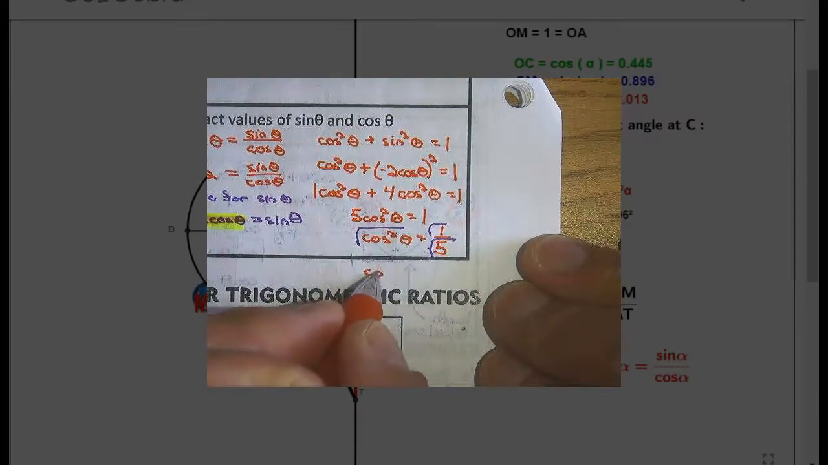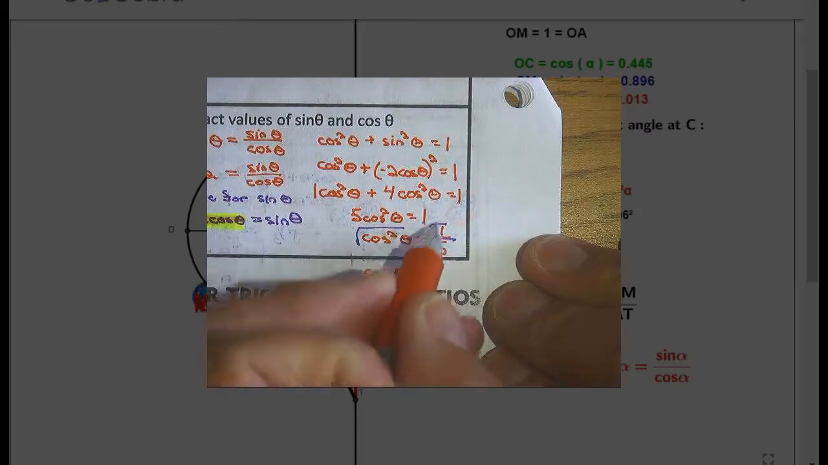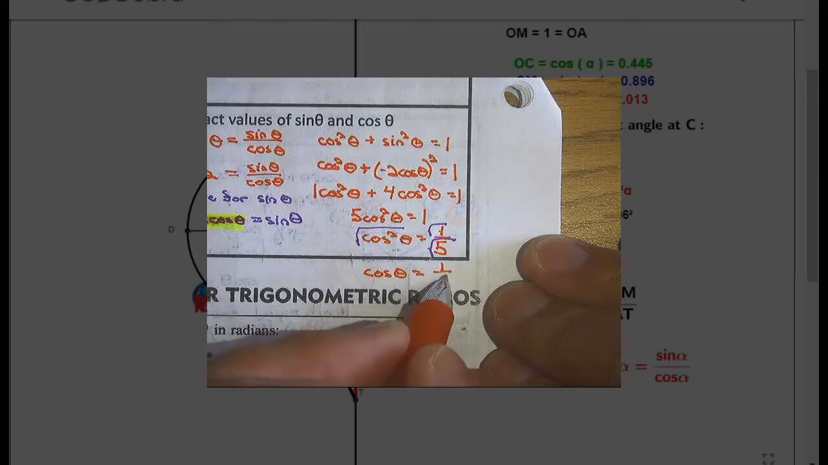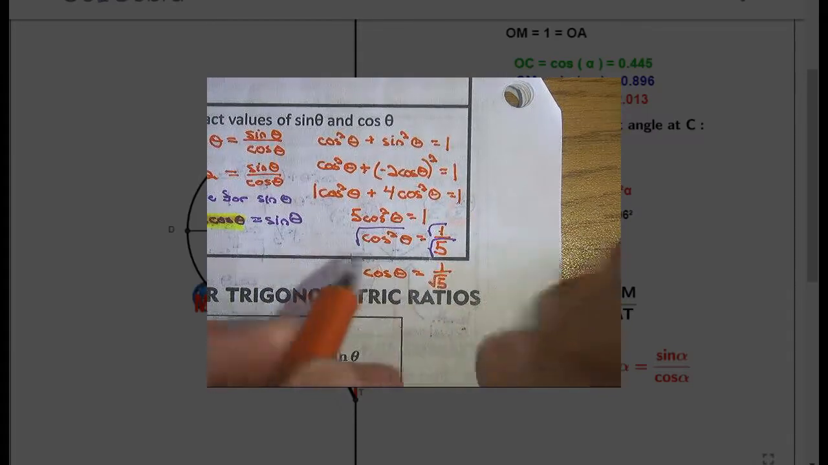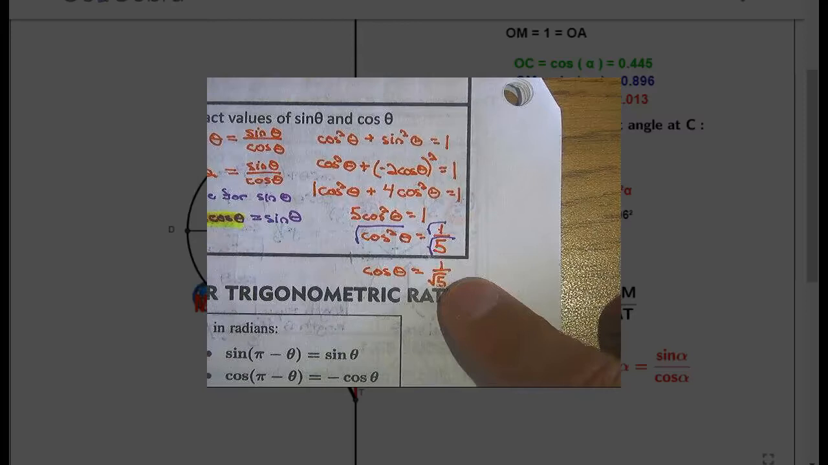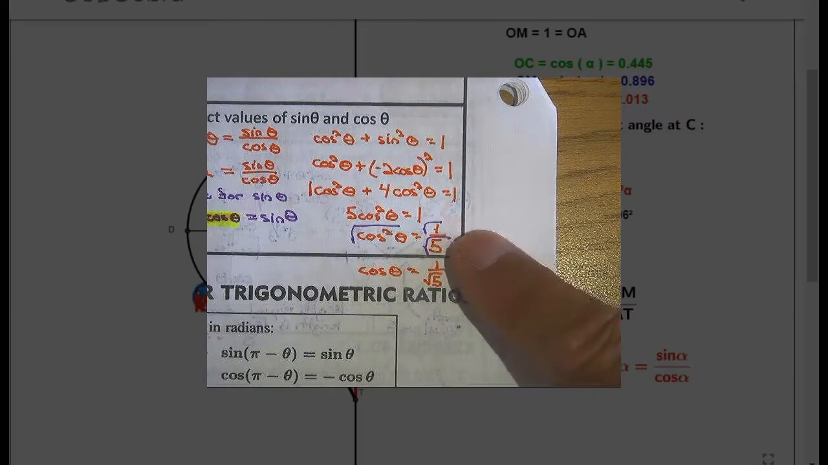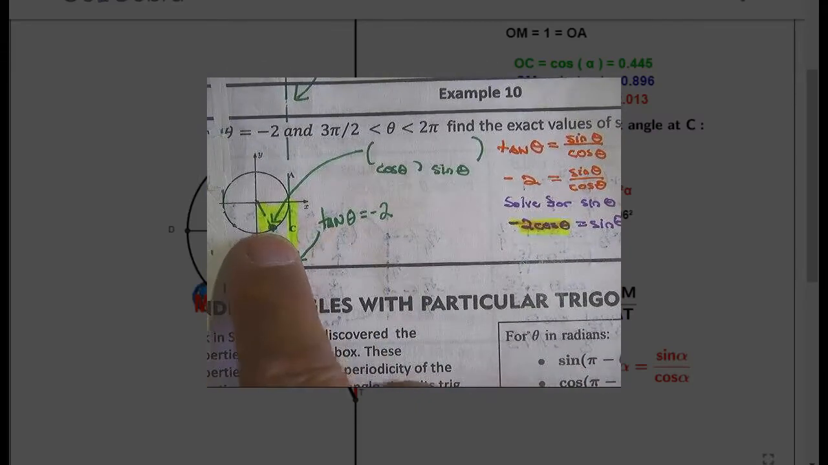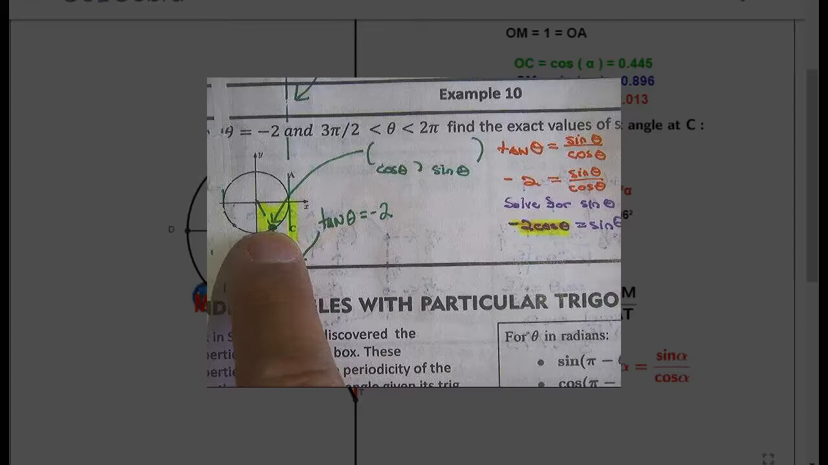Okay, so cosine theta, the square root of 1 is 1, and the square root of 5 we'll just leave. We don't have to rationalize it because you don't have to worry about that in IB. Now, there's a plus root and a minus root. What cosine value is this going to be? The positive or the negative? Is cosine positive or negative here? Yep. Any questions on why cosine's positive?